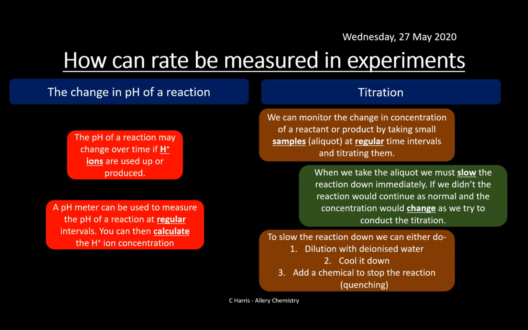So the number of ways in which you can slow down the reaction is by diluting it with deionized water. It could be cooling it down if it's a reaction that stops when it's cold, or adding a chemical to it, a quenching agent, to effectively halt the reaction at that point at 30 seconds, and we get a snapshot of the reaction at that point.